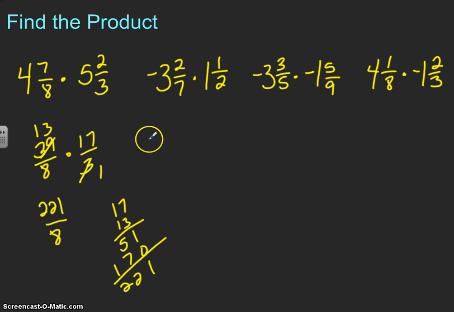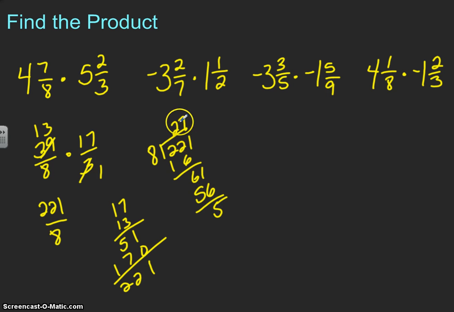Okay, we are going to need to divide this. I'm going to use some space over here. So 8 into 221. 8 into 22 goes 2 times. 16, 6 remainder. 8 into 61. 7 times, it's 56 with 5 remainder. I'm done. It's going to be 27 and 5/8. And that is my answer.